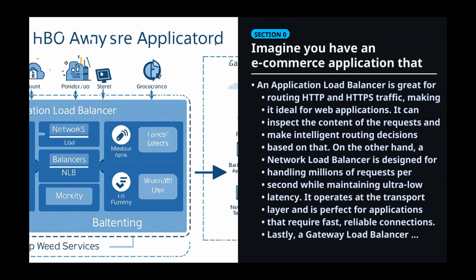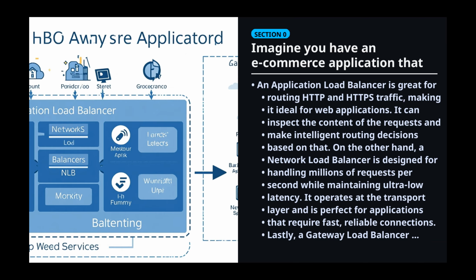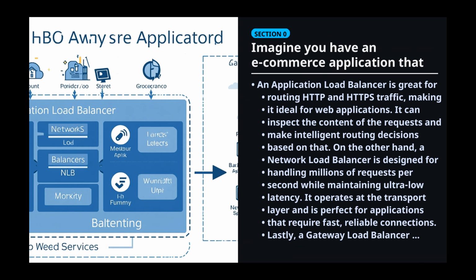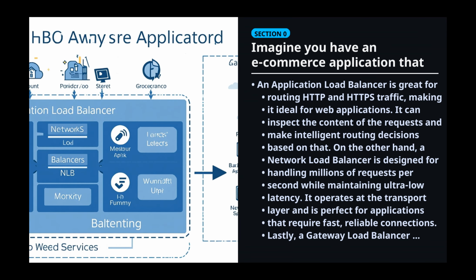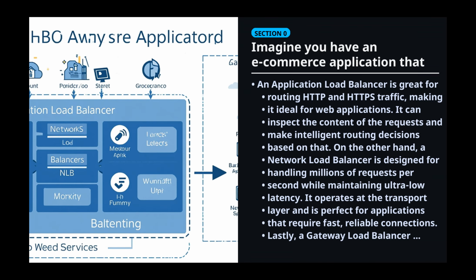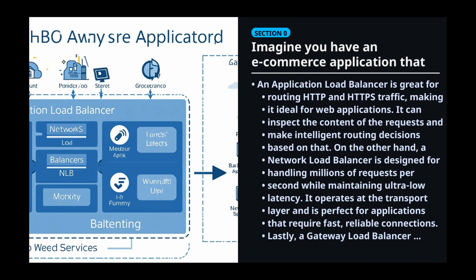Lastly, a gateway load balancer combines the benefits of both ALB and NLB, allowing you to deploy and manage virtual appliances seamlessly. Think of it like choosing the right vehicle for a journey. If you need speed and agility, you might choose a sports car, NLB. But if you need to carry passengers and luggage comfortably, a minivan, ALB, would be better. In summary, selecting the right load balancer depends on your specific needs for traffic management and application performance.